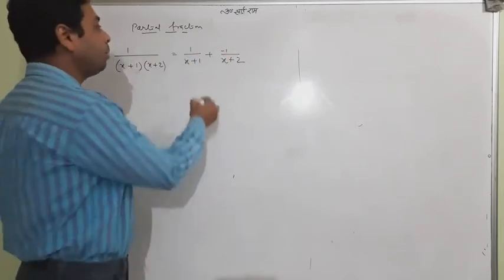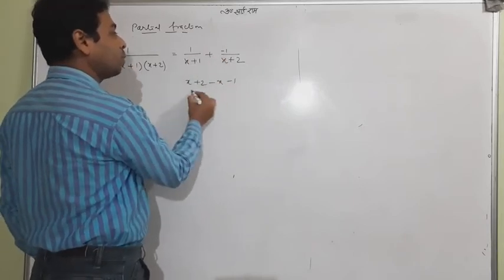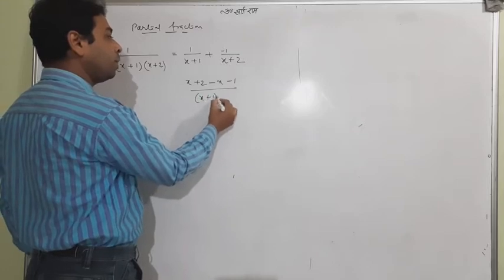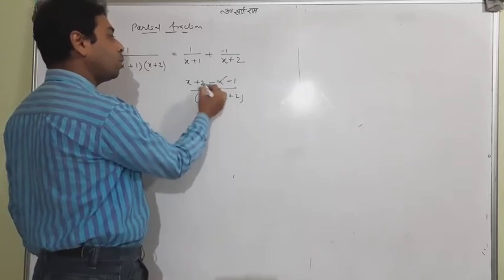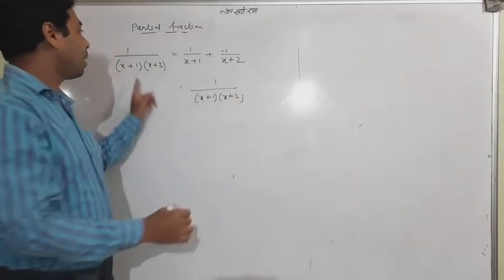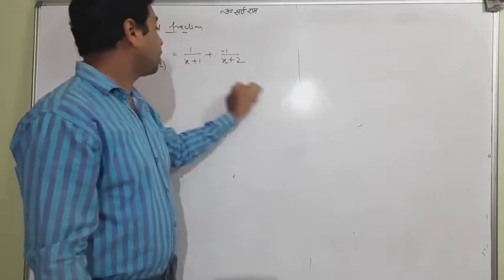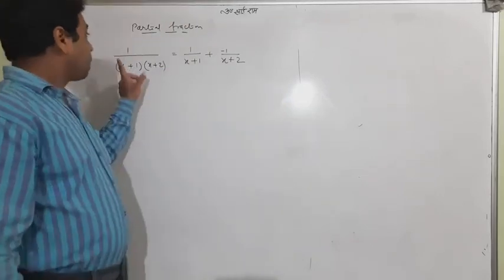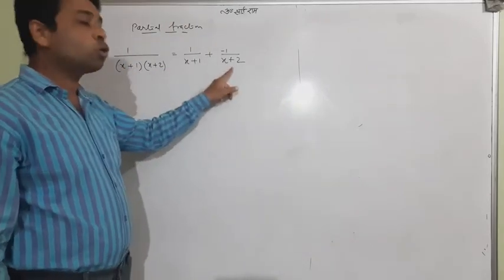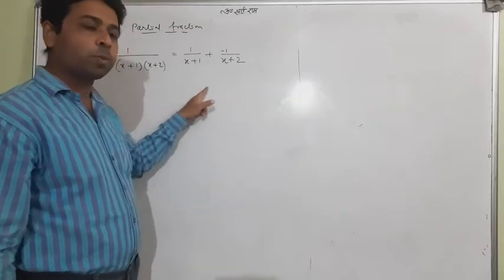Now take an LCM. x plus 2 minus x minus 1 upon x plus 1 and x plus 2. These two cancel, 2 and 1, 1. Meaning in the numerator, I'll have a 1. And this is very same. It means that the denominator x plus 1 and x plus 2 was exactly correct, because after taking LCM, the denominator will be x plus 1, x plus 2.